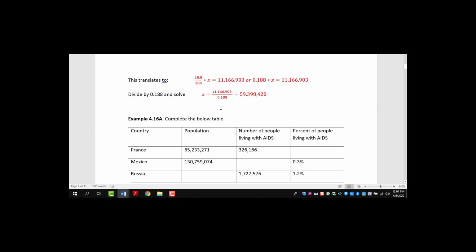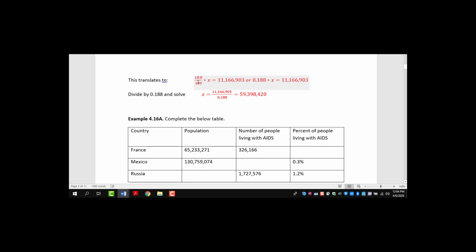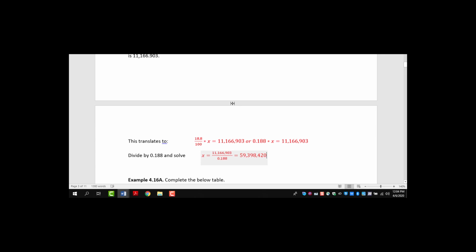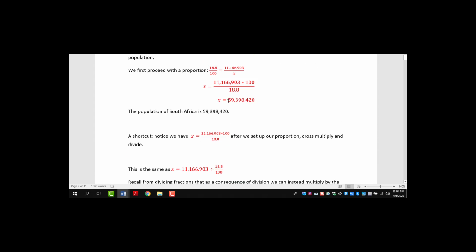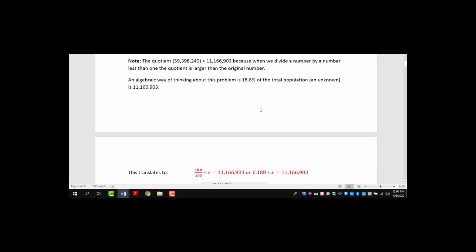There is an algebraic way of thinking about it. Say that 18.8% of the population has AIDS, and that 18.8 over 100 is the same as that decimal. Divide by 0.188 on both sides, and you get the answer. So this is an algebraic way of looking at it, and this is more of a proportional way of looking at it. So whatever works for you.